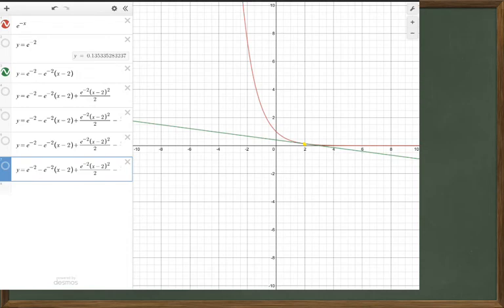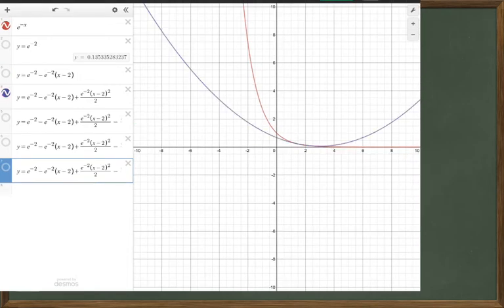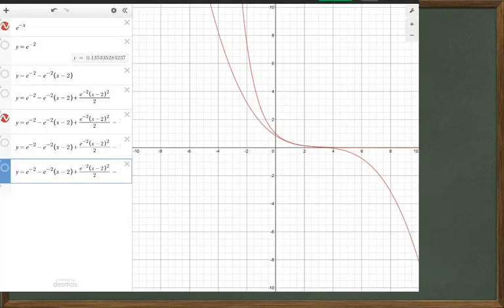And then when we get into the quadratic, it gets a little bit better. So not only does the value of the function agree, but the first derivative agrees, and so does the second derivative. So we have the same point, the same slope, and the same concavity at that location. Okay, getting into the third degree gets even better. Okay, and you can see that the cubic here does a pretty good job of approximating e to the negative x around 2.